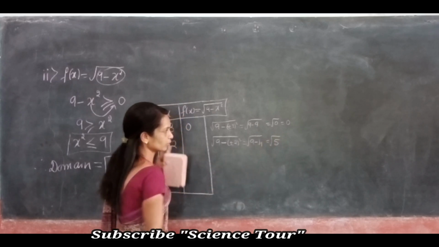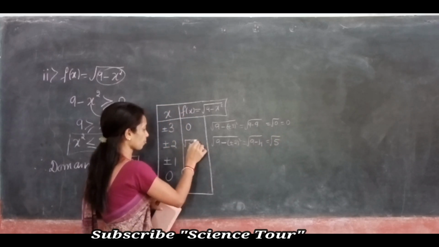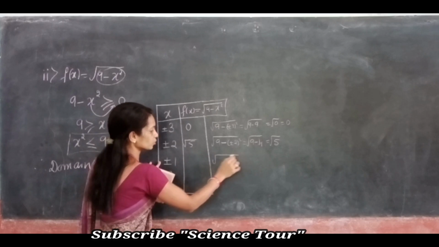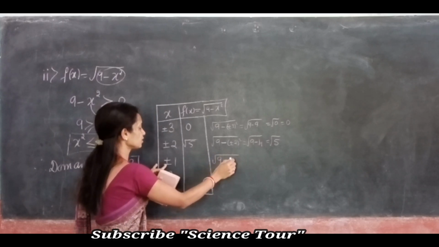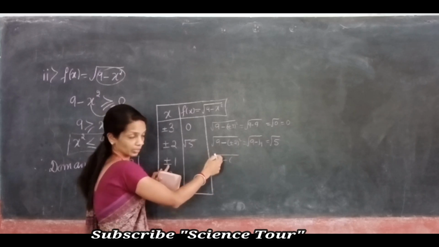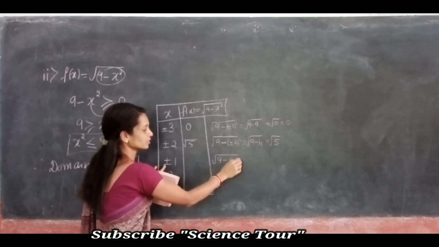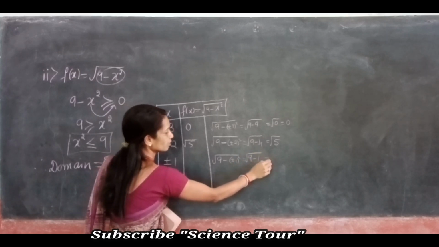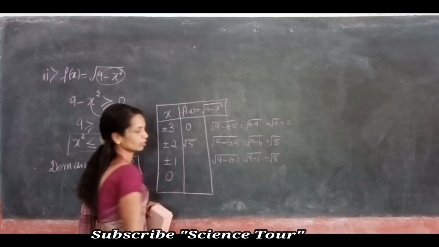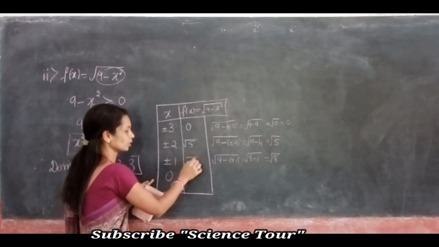Square root of 5 here, and for plus or minus 1, what do we get? The f of x value is the square root of 9 minus (plus or minus 1) squared, that is equal to the square root of 9 minus 1. 9 minus 1 is what? That is square root of 8. So here, square root of 8.